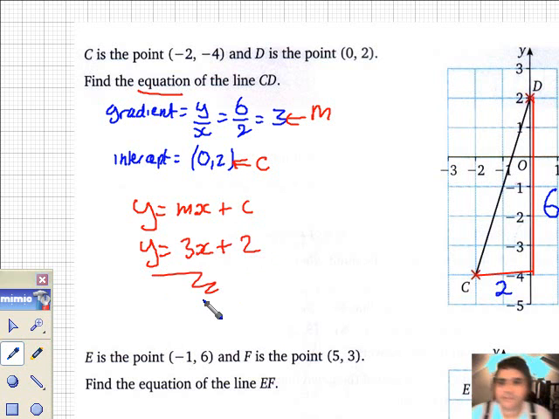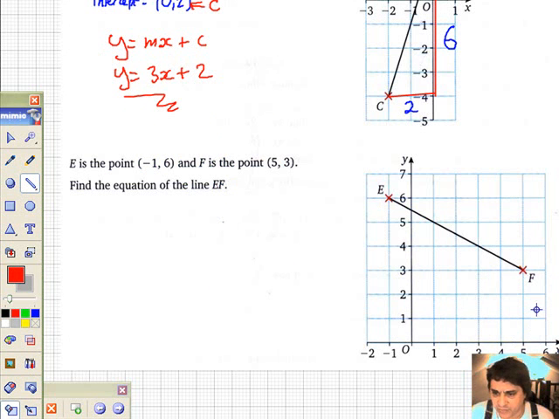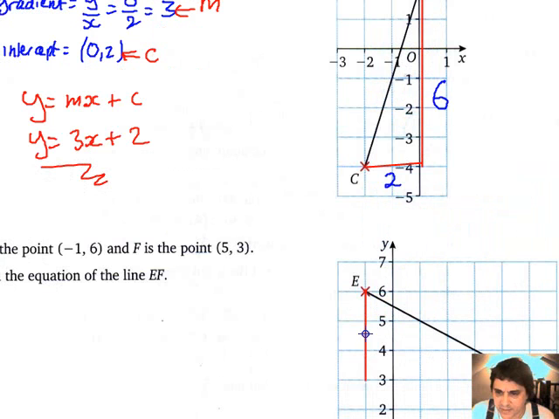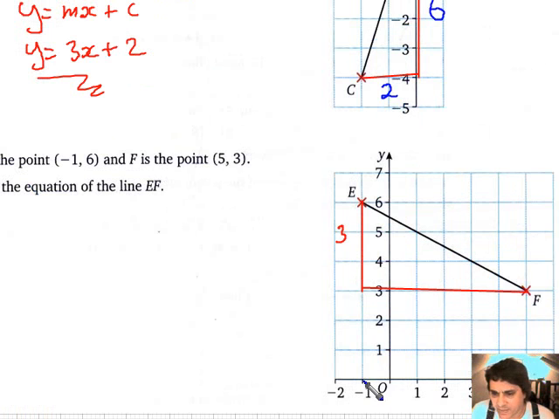And that's that. Now the next one is clearly a negative gradient. E is the point minus 1, 6, there it is. And F is the point 5, 3, there it is. Here I have a lovely line segment. To find the equation, let's take a nice big triangle. That's 3 units straight down, and that's 6 units across. From 6 down to 3, my y part is 3, and from minus 1 all the way up to 5, that's 6 units: minus 1, 0, 1, 2, 3, 4, 5, 6 units.